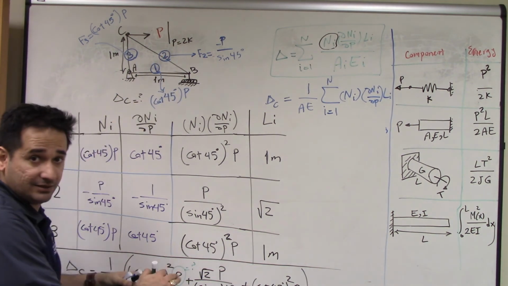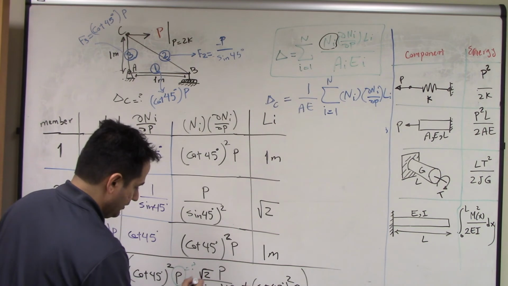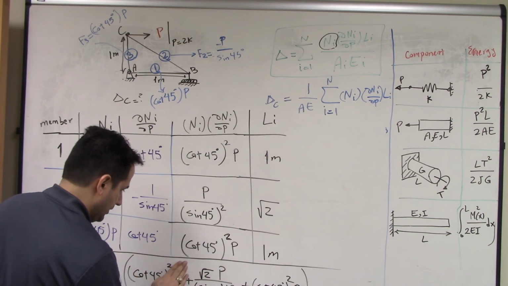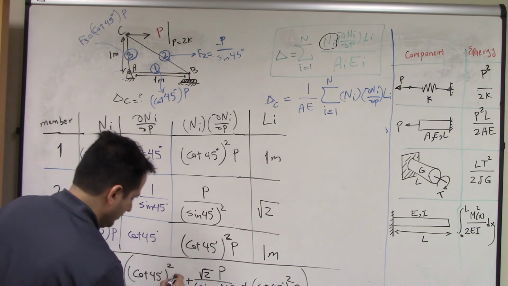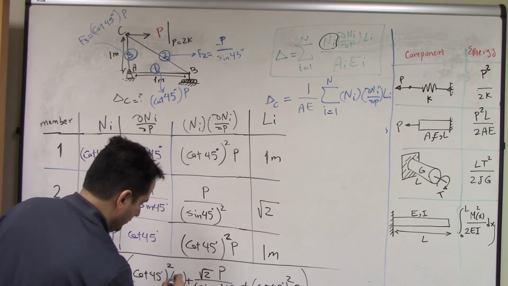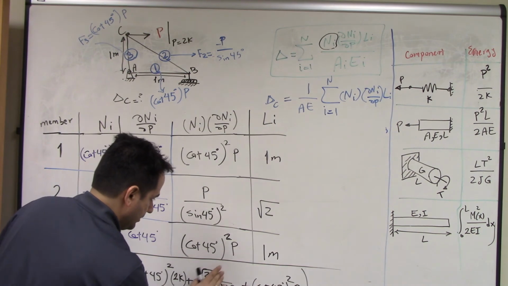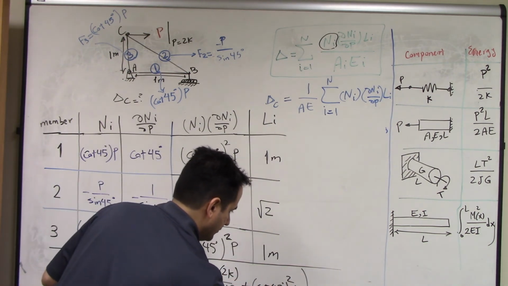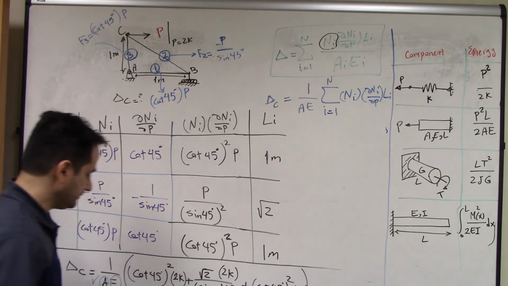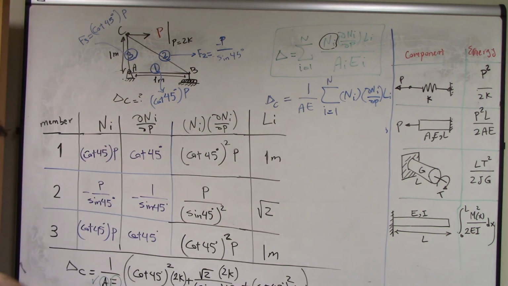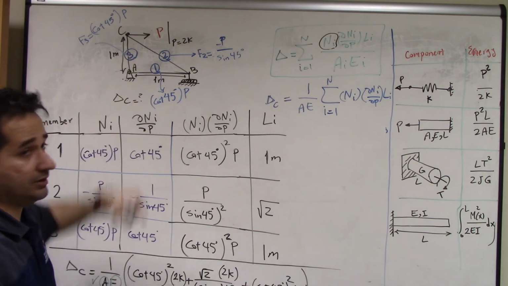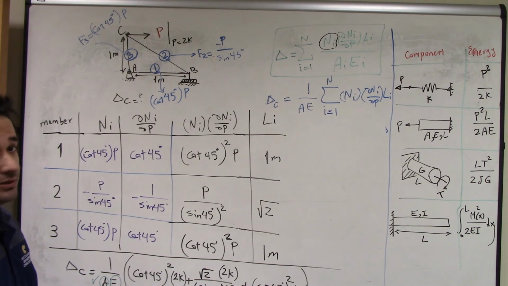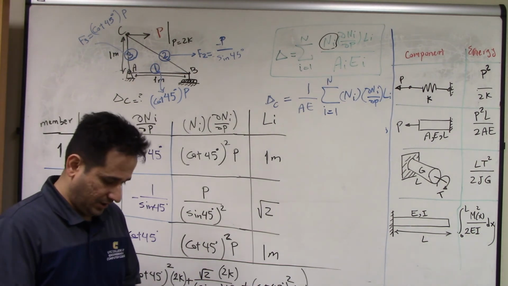So at the end, the evaluation step, here we say instead of P, P is equal to 2K. That gives you the deflection at point C. So this is very straightforward, very interesting.